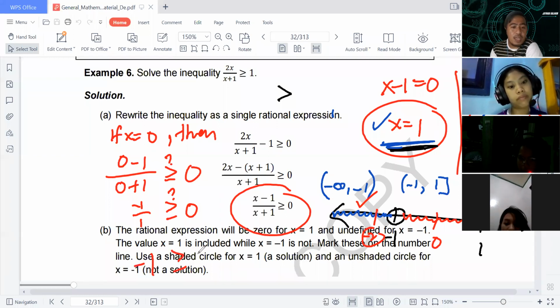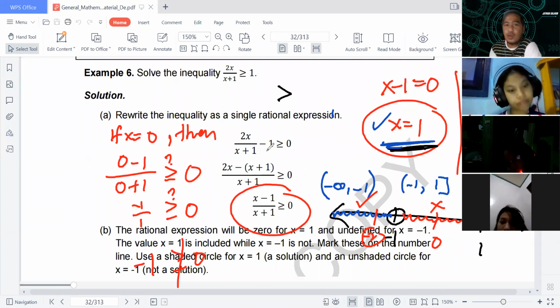And we know that negative 1 is not greater than 0. It cannot make this inequality true. So by that, this is wrong. It means the values here cannot make this inequality true. Clear? And we are almost done.